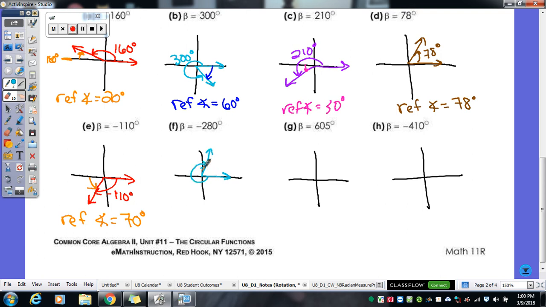Just like at practice, we expect this always is going to get harder. Negative 280 would be just barely into the first quadrant, because remember that one quadrantal up there is negative 270, so it's just a little bit past it. Our reference angle would come up from the x-axis, and it would be what? 80.